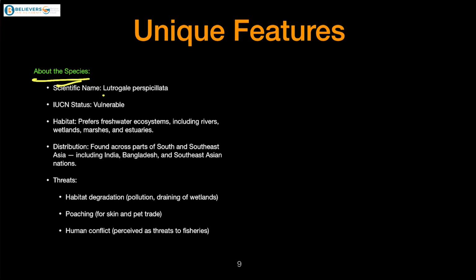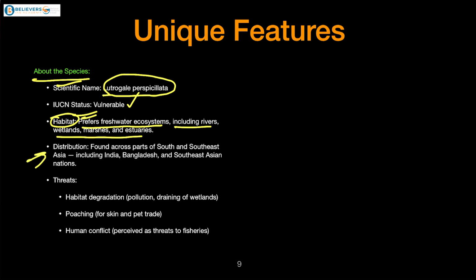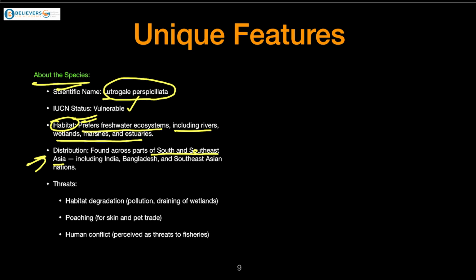About the species: the scientific name is Lutrogale perspicillata, and the IUCN status is vulnerable. For habitat, it prefers freshwater ecosystems including rivers, wetlands, marshes and estuaries. As for distribution, it is mostly found across South and Southeast Asia, including India, Bangladesh and Southeast Asian nations. And what are the threats?